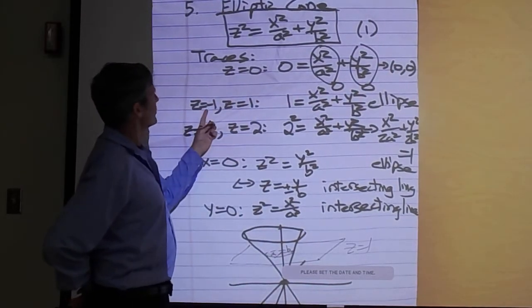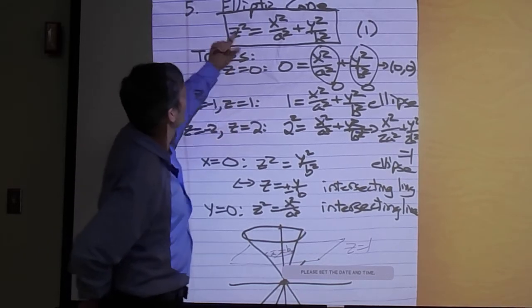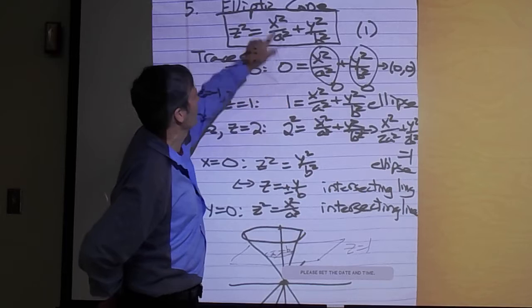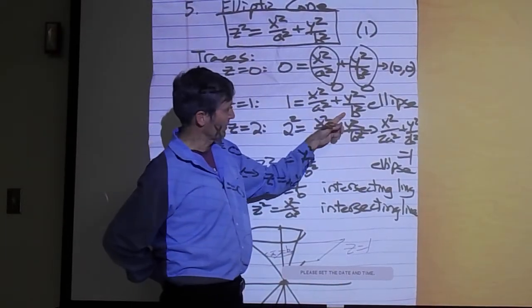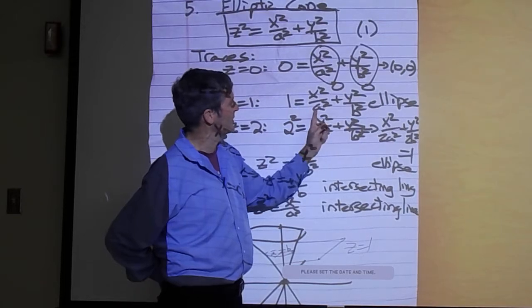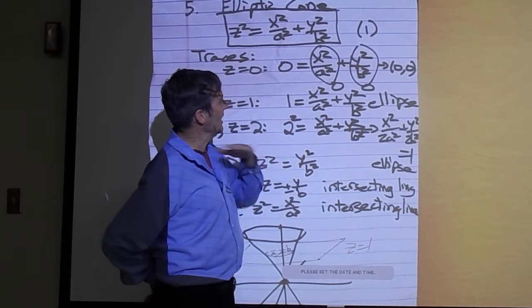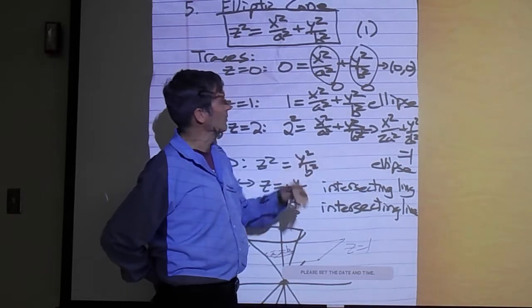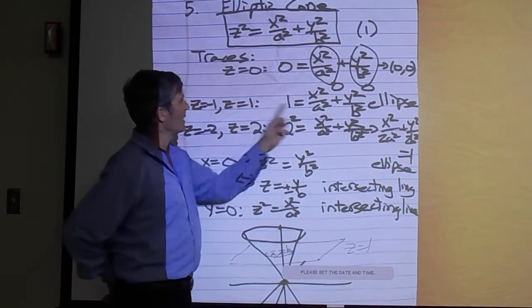We could try z equals minus 1 or z equals plus 1, either one of those planes. Either way, you put in z squared and you get 1 on the left equals all this stuff on the right, x squared over a squared plus y squared over b squared. And we recognize that's an ellipse of semi-axes a and b. So when you intersect with a horizontal plane z equals 1, you get an ellipse. Or with z equals minus 1, you get an ellipse.